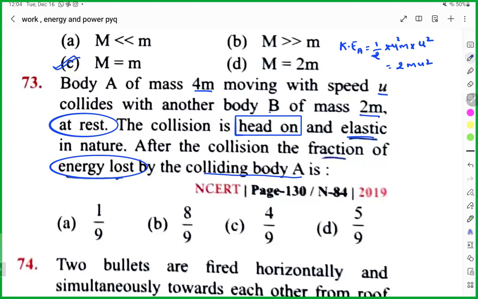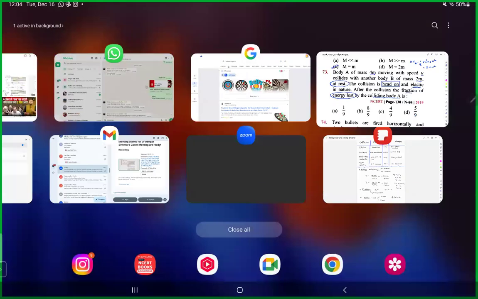So you have to calculate the velocity V2 first. First calculate the velocity of V2 in this situation. In case of elastic collision, what will happen? I will do it here. Where is that?